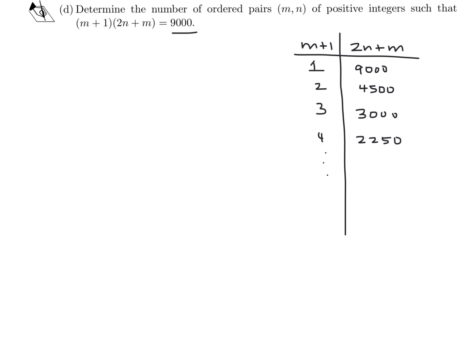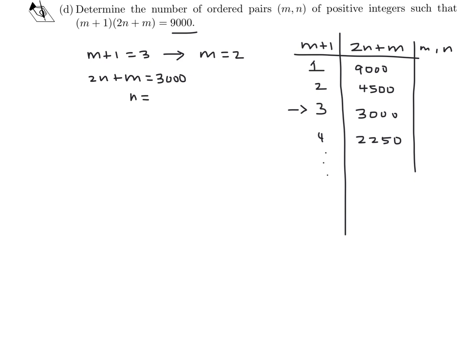Well, you take one of these. I'm going to go with something that's actually going to give me integer values for m and n. And I believe this is the first one. So that means that m plus 1 is 3, and 2n plus m is 3,000. Now, this is easily solved. That means m would be 2. And if you sub in m equal to 2, this gives you a value of n equal to 1499. So we got one ordered pair of (2, 1499). Oops, I put it in the wrong place. It's here. Sorry. 2, 1499.